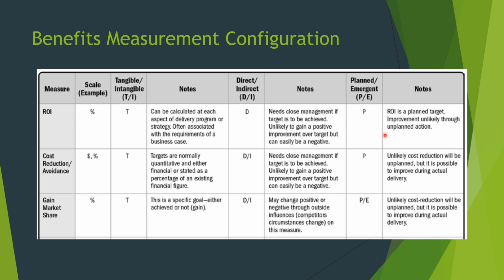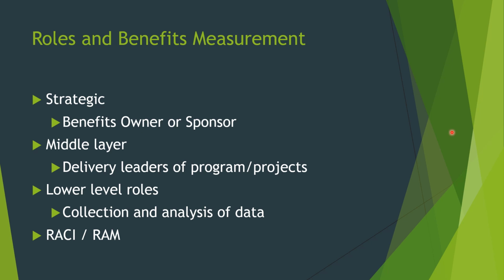So as long as it can be an evolving, progressive document, as and when you create new measures, accordingly you can create this configuration, right? So what are the roles associated with benefit measurements? There are three types of roles PMI talks about. Strategic roles, where the benefits owner and sponsor fit in. The benefit owner is responsible for and accountable for the benefit measurement system.